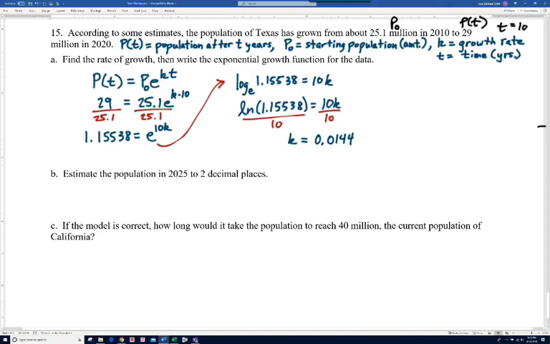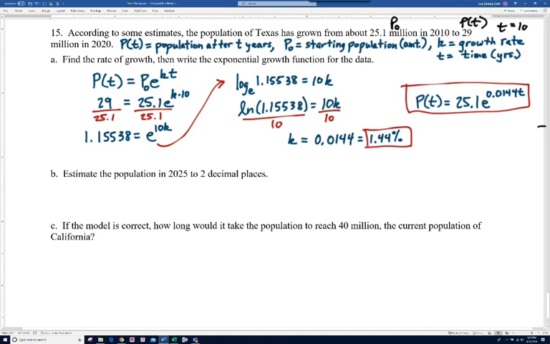0.0144. Now remember, this is the growth rate, so we normally write that as a percent. That's 1.44%. And we're also supposed to write the exponential growth function. And so that's the original function, P of t equals 25.1, our starting population, times e to the 0.0144t.